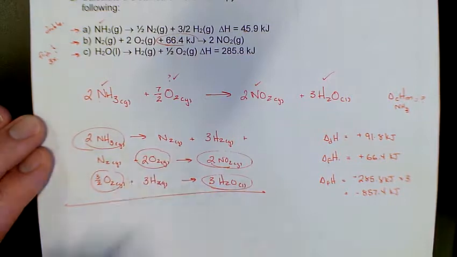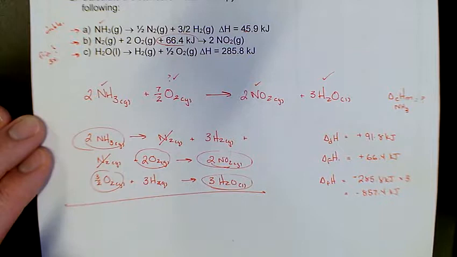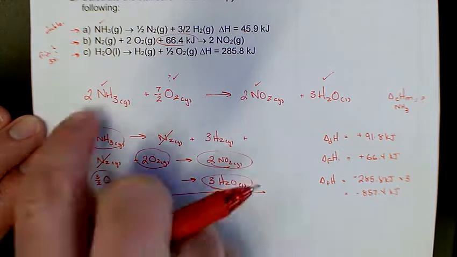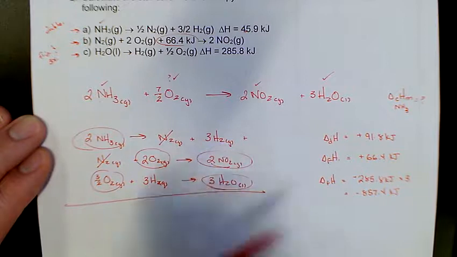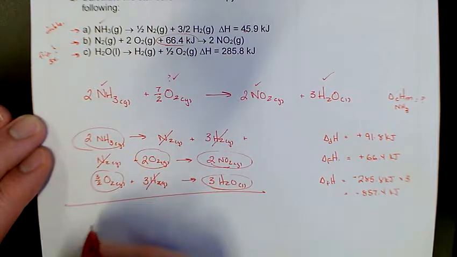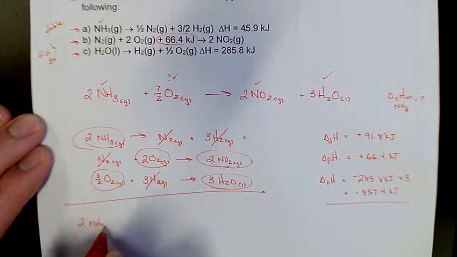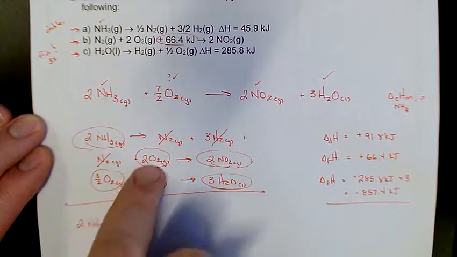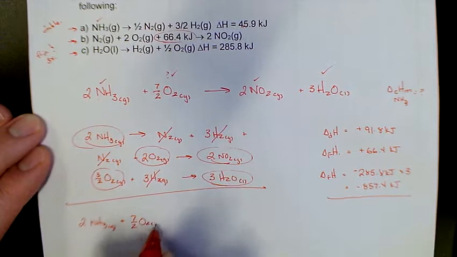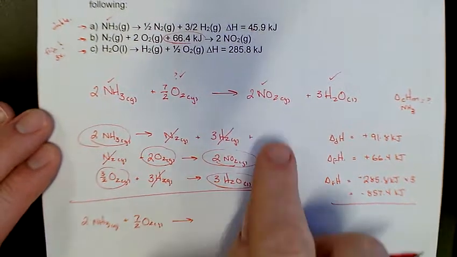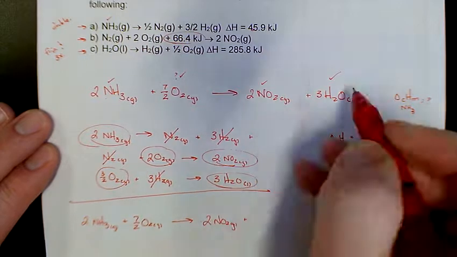We just have to see if nitrogen cancels, and I have 1 mole of nitrogen as a reactant, 1 as a product. Does hydrogen cancel? Because I don't want that here. 3 moles and 3 moles. 1's a product, 1's a reactant. They cancel. So when you take a look at what we have created here, we have 2 moles of ammonia plus 3.5 moles of oxygen to produce 2 moles nitrogen dioxide and 3 moles of water.